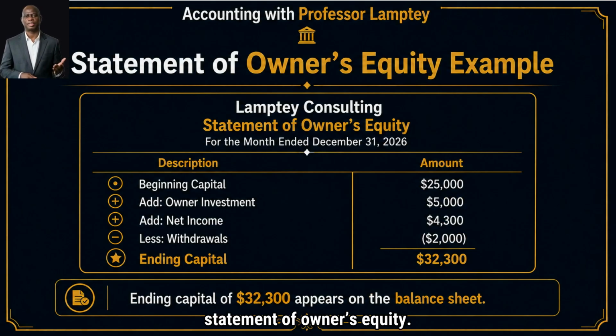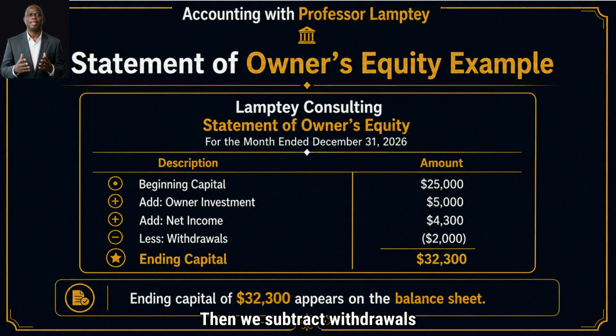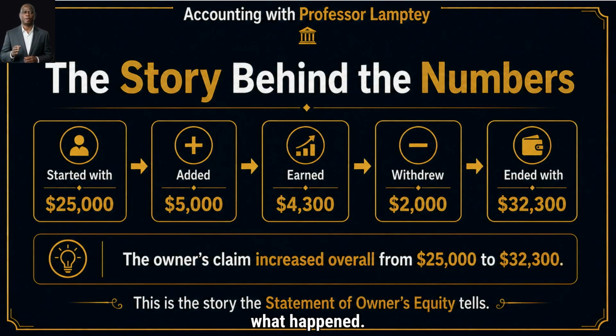Now let's prepare the statement of owner's equity. We begin with beginning capital, $25,000. Then we add owner investment, $5,000. Then we add net income of $4,300. Then we subtract withdrawals of $2,000. That gives us ending capital of $32,300. Now let's slow that down and think about what happened.